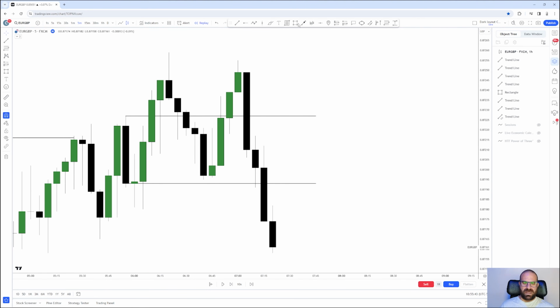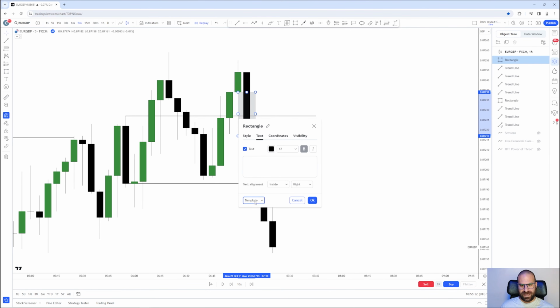This is a little bit different than the unicorn, this example right here, but I wanted to show you this example as well because I would go ahead and trade it.